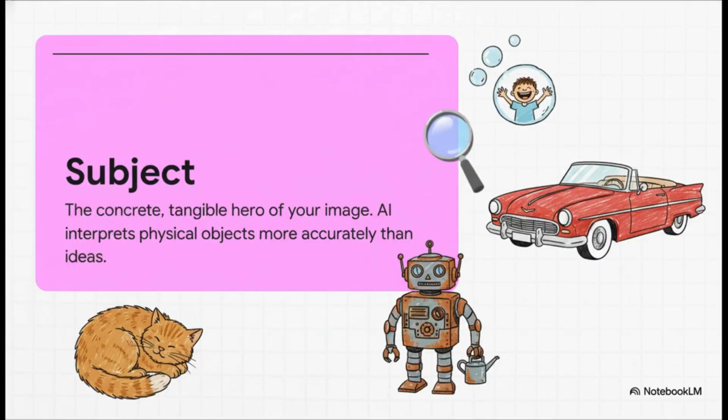First up, the subject. This has to be the concrete, tangible hero of your image. You know, a fluffy cat, a rusty old robot, a vintage sports car. The AI is an absolute genius at rendering physical things, but it really struggles with abstract ideas. If you ask for something like happiness, you're going to get a total lottery of cliches. But if you ask for a child laughing while catching bubbles, now you're going to get a specific, emotional scene.